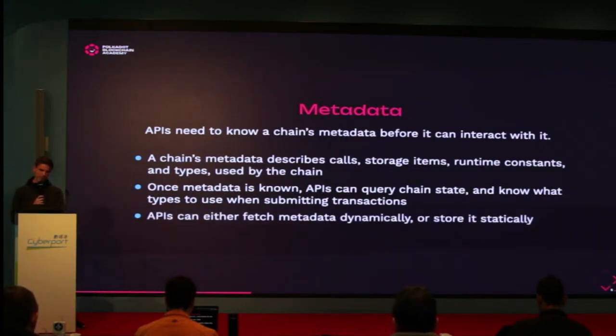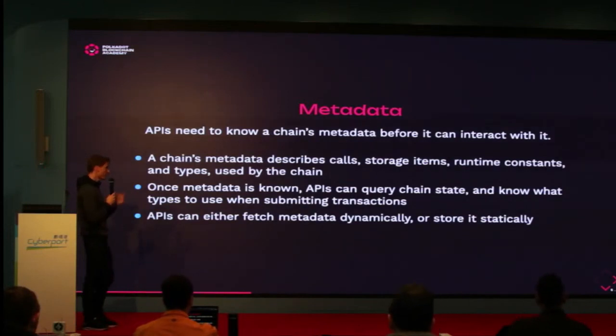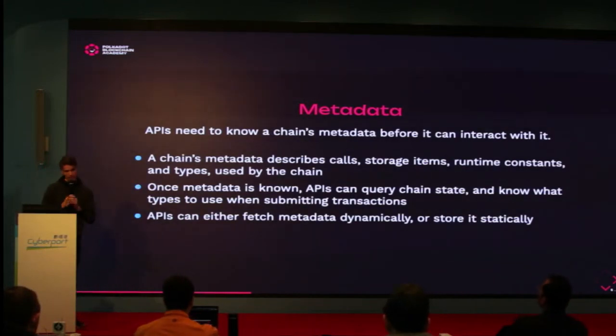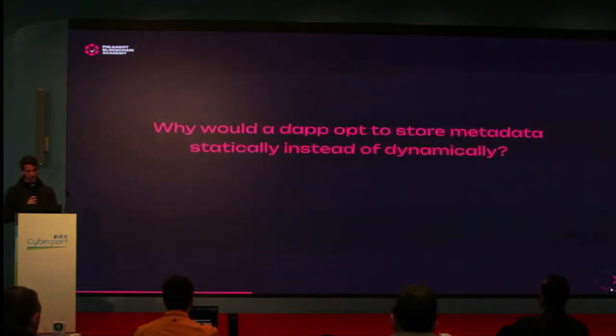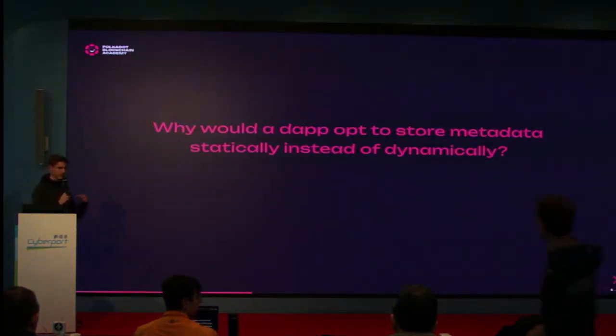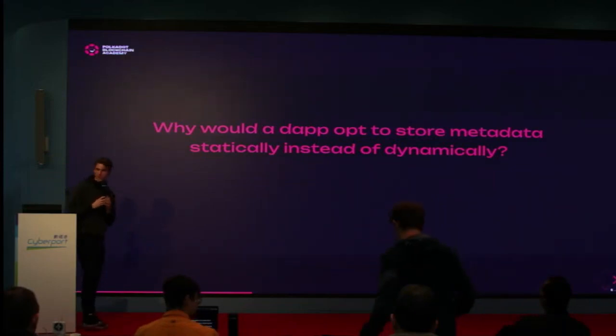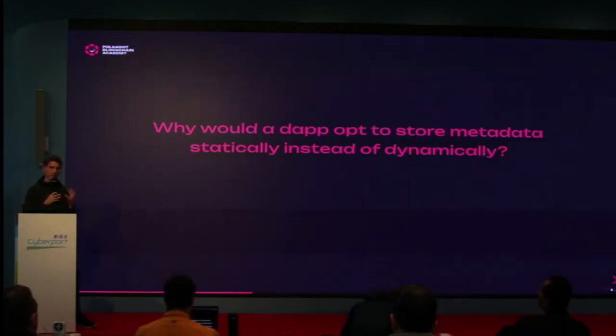We can either fetch this metadata dynamically, which is what Polkadot.js API does, or we can store it statically if we so choose. Is there any particular reason we would want to store metadata statically, like in a JSON file in our Dapp, rather than rely on the API to fetch it? Can anyone think of a good reason why we'd do this?